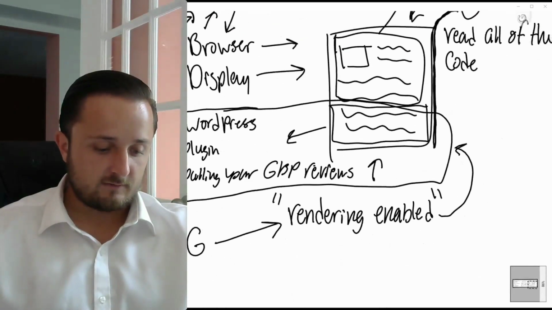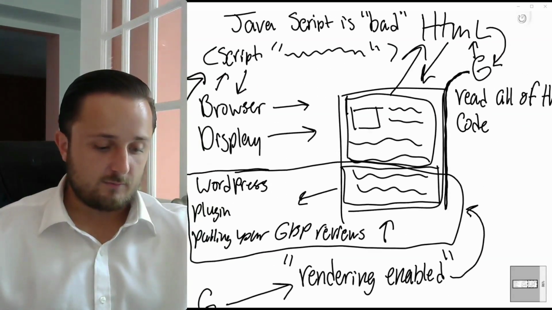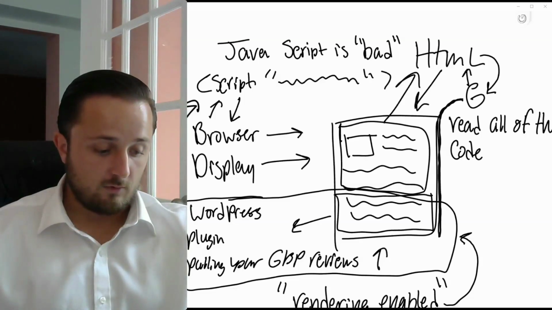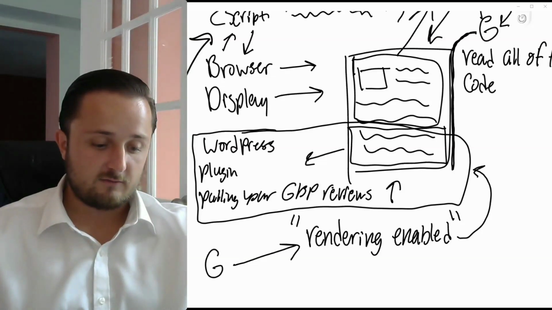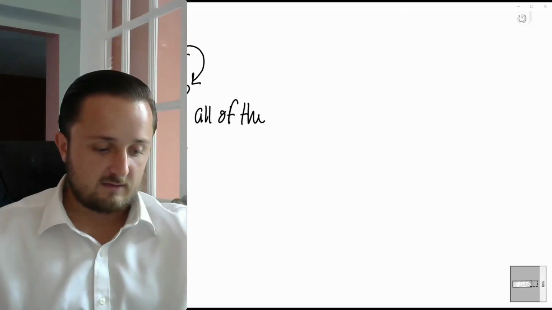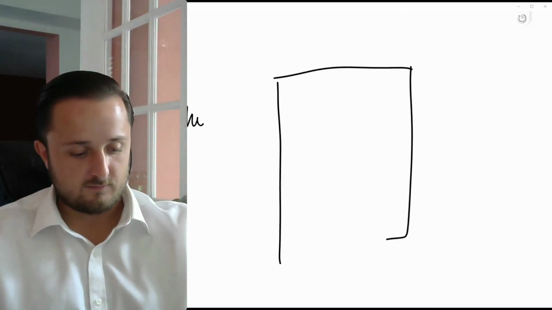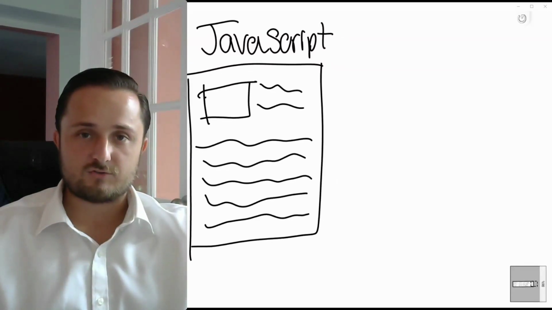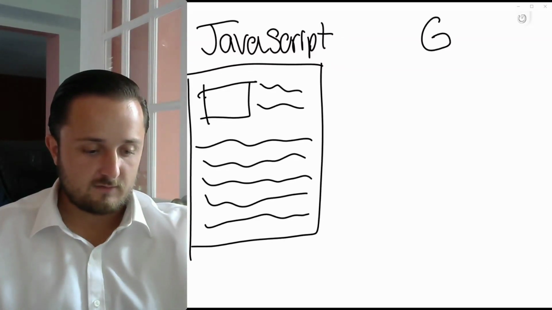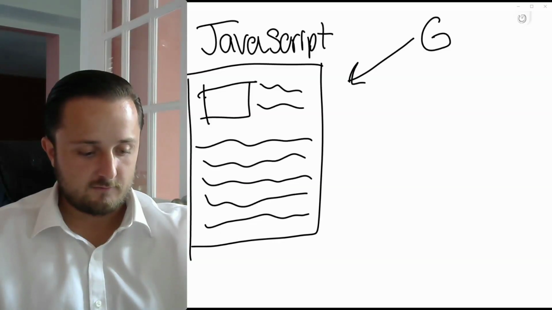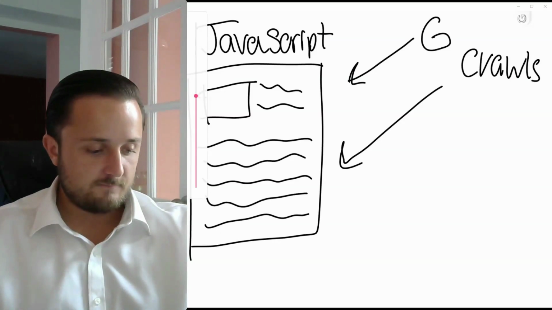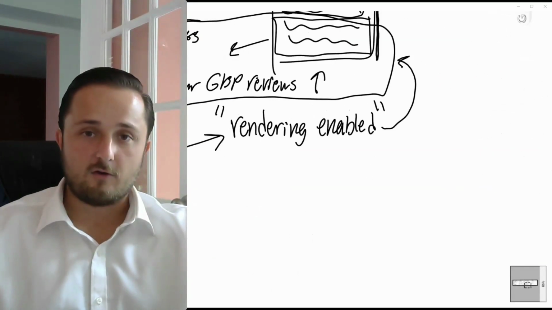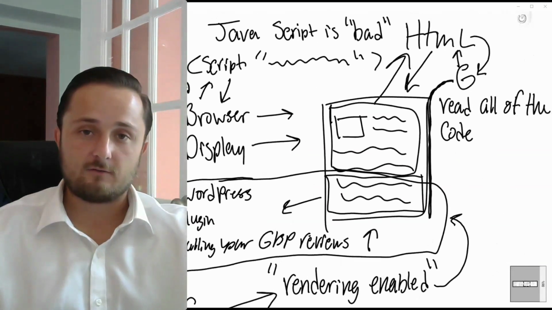And so what can happen is, let's go to a more extreme example, because in this example we're only saying that this WordPress plugin that's pulling in our Google Business Profile reviews is the only section of our site that is JavaScript. So let's say that the entire website is JavaScript. Your entire site is JavaScript. So the majority of the time when Google comes by and crawls, it reads your page and tries to understand what this page is about. It doesn't have rendering enabled. So all it's going to see is the script that you're feeding it.